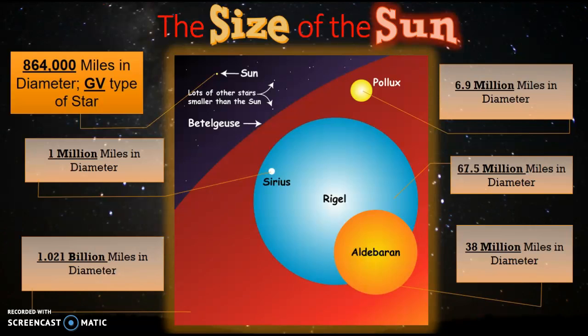There are lots of other stars that are smaller than the sun, like the one shown here and here. You can also find stars that are 100 times bigger in diameter than our sun, like the one shown here on your screen. So, for comparison's sake, Sirius is about 1 million miles in diameter, whereas the giant Betelgeuse star is 1.021 billion miles in diameter. And to the very last point of this slide, what type of star is our sun, you might ask? Well, our sun is considered a G-type main sequence star, or GV for short.